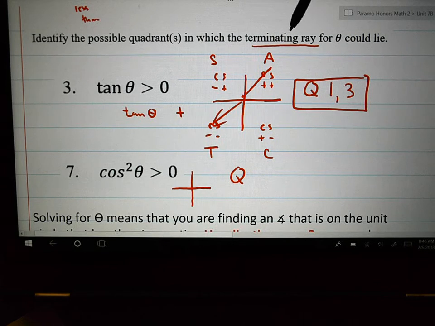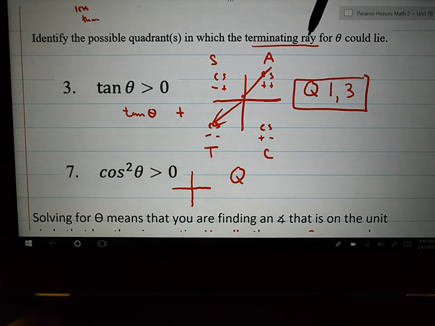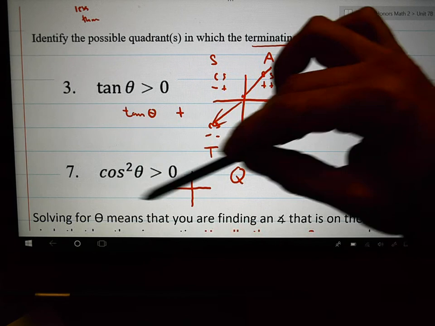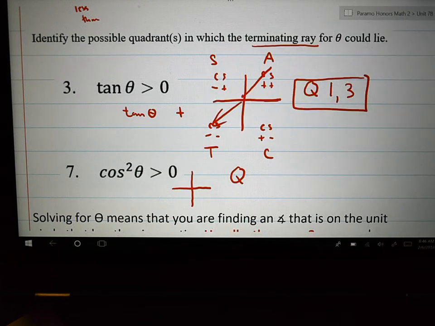Are we asking where theta is, where the angles could be? Are we asking where it's going to end? Terminating ray. Where is the angle going to terminate? Where is the angle going to finish? Where is the angle going to be positive for this cosine squared? When you square something, what do you know about a negative times a negative? And what do you know about a positive times a positive? What do those become when you square something?